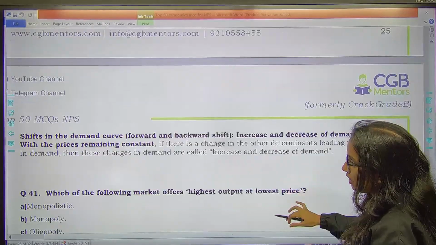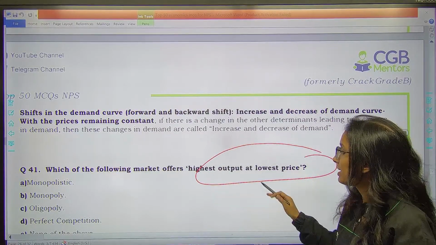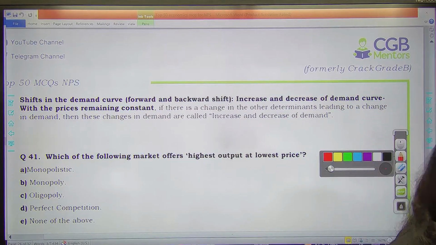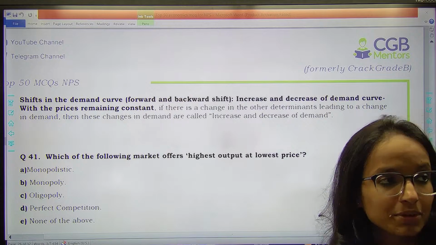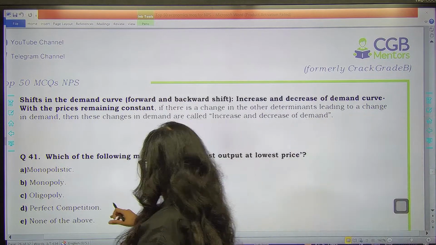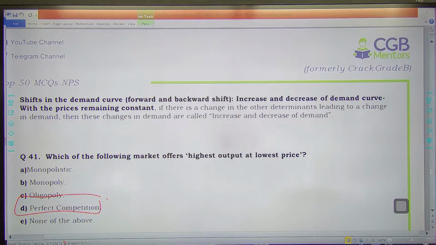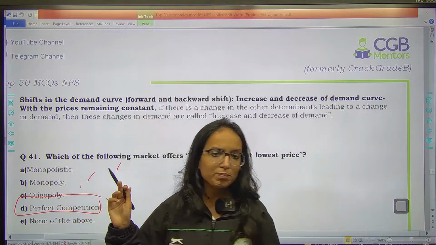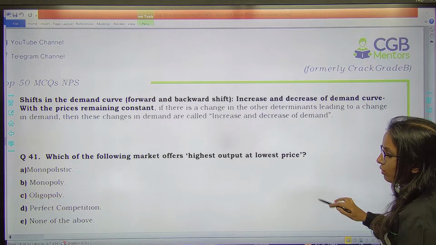Next question. Which of the following markets offers highest output at lowest price? Which form of market? Highest output, maximum output at minimum price. So no doubt here, without any doubt, you can answer the question. Perfect competition, right? There is only the perfect competition market in which you get maximum output at minimum price. All others are price manipulative markets. Monopolistic, monopoly, oligopoly, in सब में price manipulation होता है, dominance होता है, right? Perfect competition is the only one where you get highest output at lowest price.